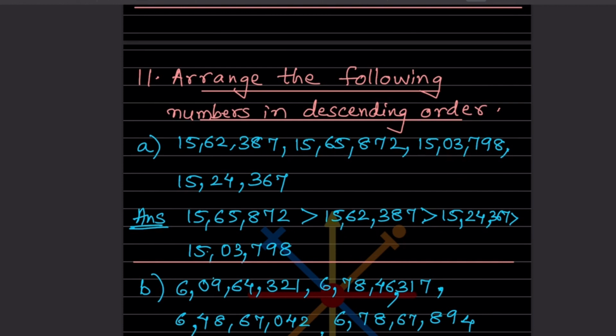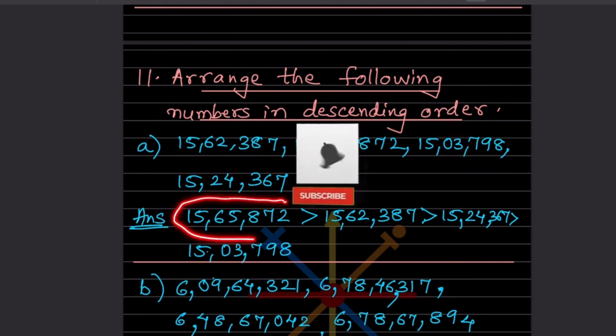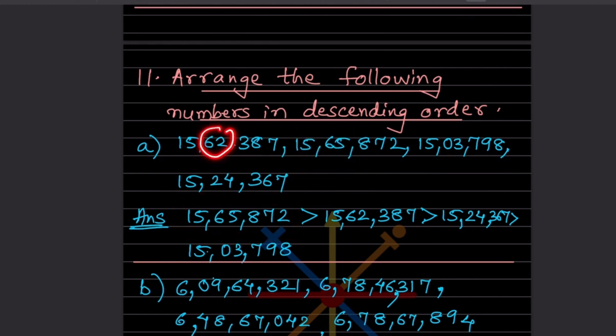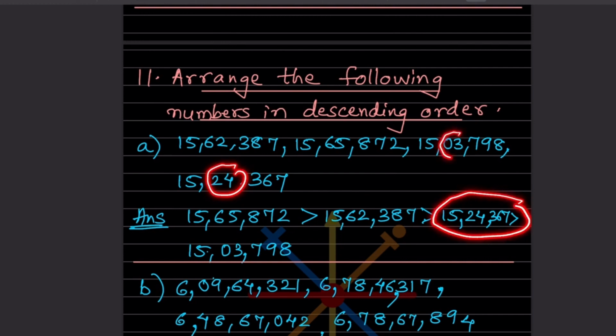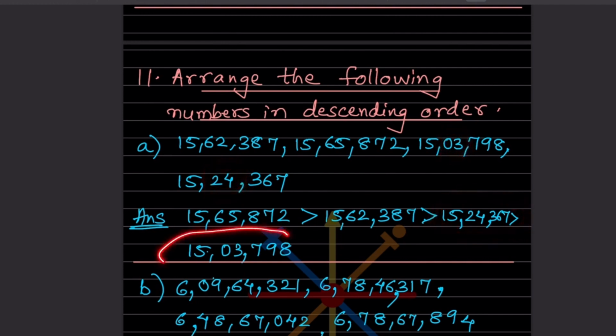So now let us again see over here. So here what does it say? Now the biggest number. So here is 15, 15, 15 and 15. So we'll go for the second set. This is 3. Of course 65 will be the bigger one. So we'll put this number at this first position. Then comes 62. So here it goes on the second position. Then 24. This goes at the third position. And then this 03. So that is on the fourth position.